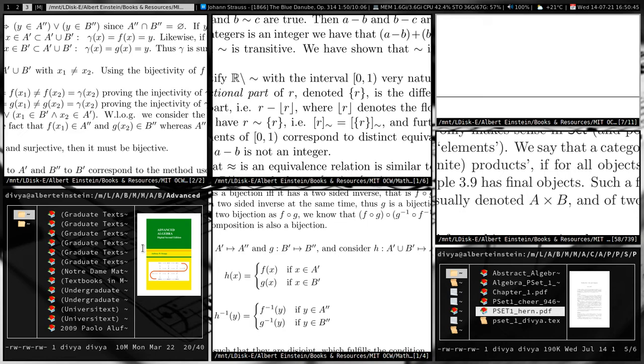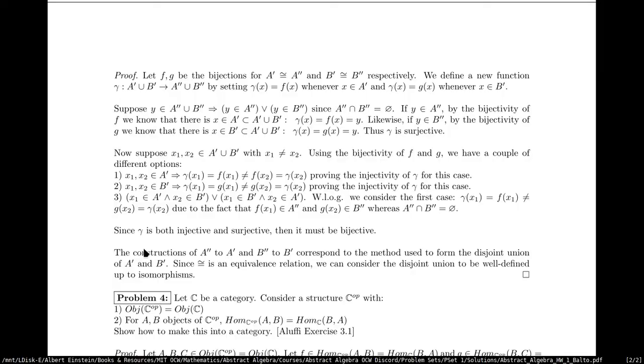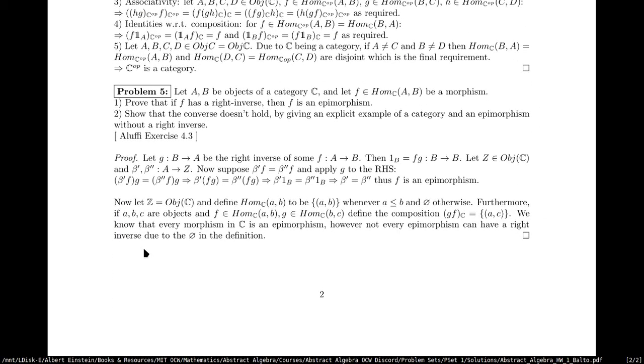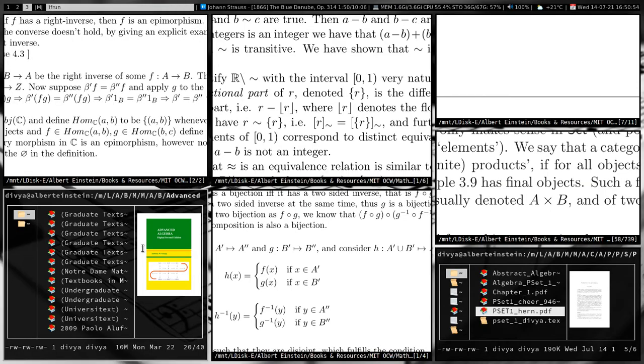Okay, so let's see. Balto's solution. Balto, did you try this? I'm not sure if you did. No, you couldn't, you said. That's fine.